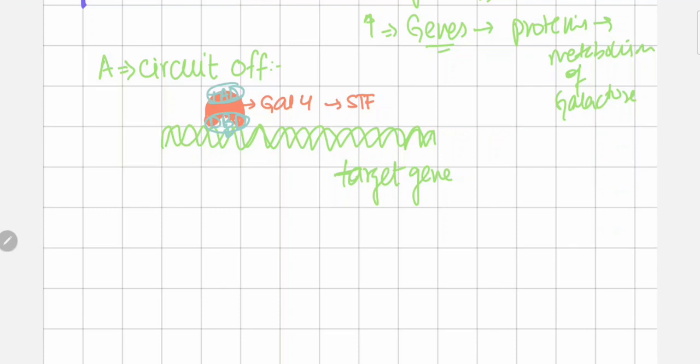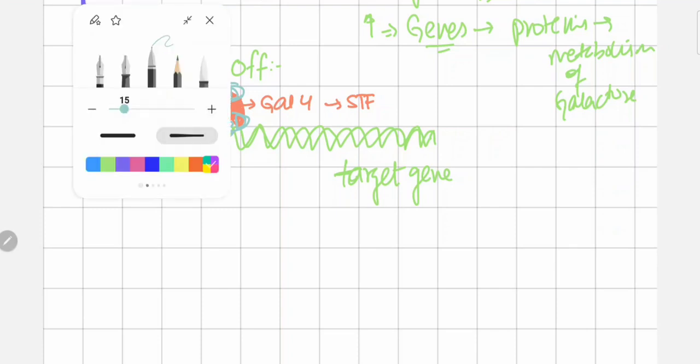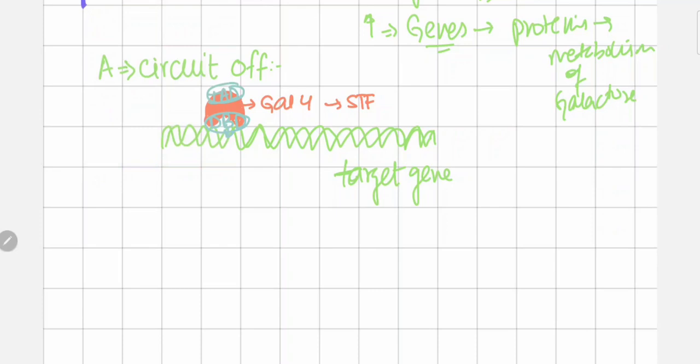Now when the circuit is off, what we need is to stop or to cover this transcription activation domain. We do this by a protein that is called GAL80. GAL80 is going to cover the transcription activation domain of GAL4, and that is how there will be no transcription.